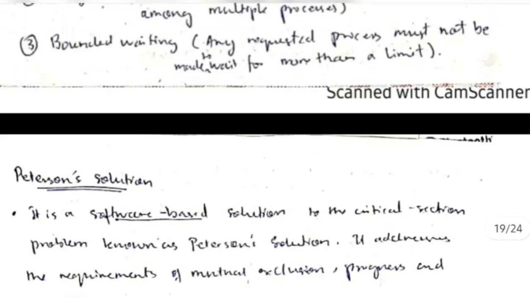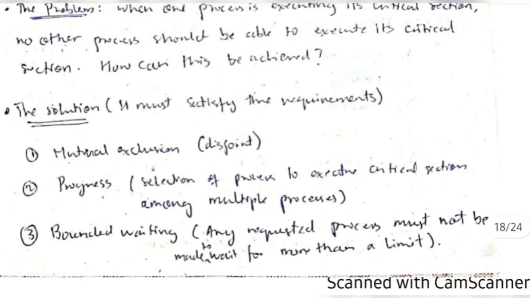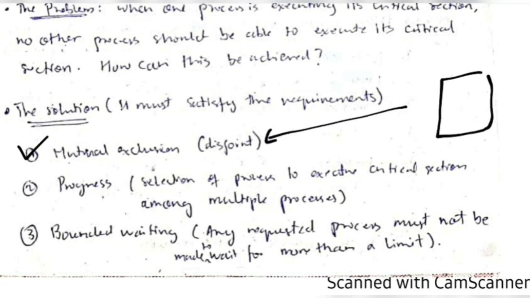Before moving on to that, we have to keep 3 things in mind if we want to find a solution to it. First one is mutual exclusion. The solution which you provide should be able to satisfy the first requirement, which is mutual exclusion. This means that the solution will make sure that no process will be allowed to enter if one process is already getting executed. And the second one is progress.